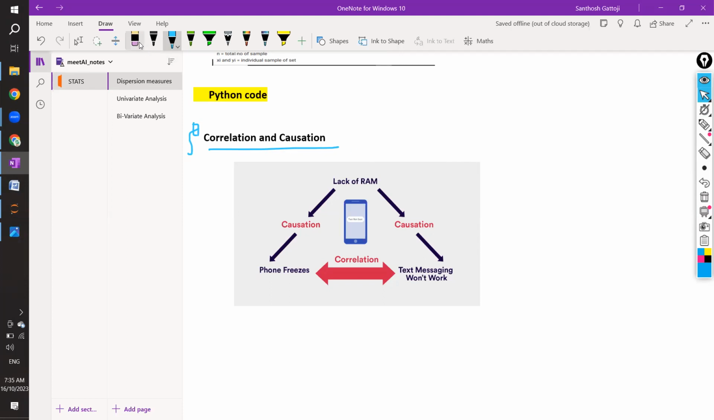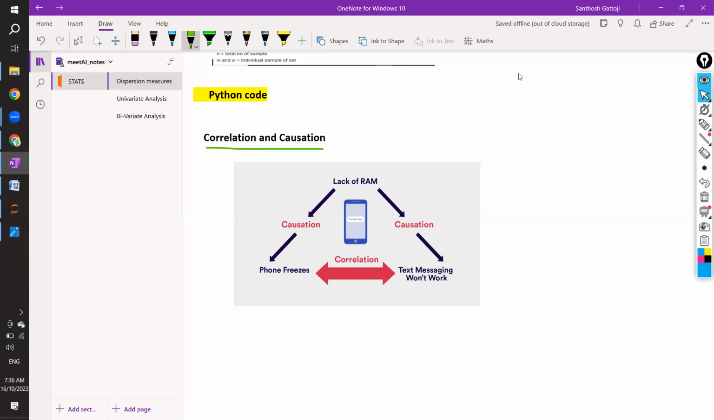Now, you understood correlation and covariance, right? But there is an important concept here. It's called correlation and causation, guys. It's a very interesting concept, actually. If you go to some decent company, like an MNC, people might ask this.